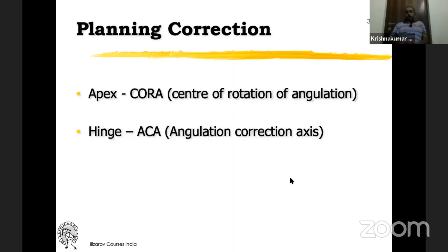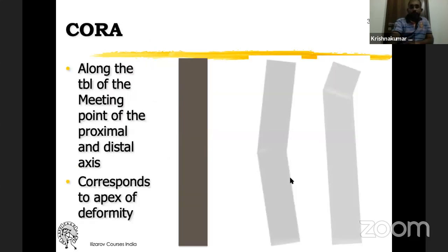Now, once you are done with finding out the source of the deformity, whether the tibia or femur is deformed, you come to the next important aspects. That is the apex of the deformity. Where exactly is the deformity located? Which part of the bone is deformed? And the second is the hinge, that is the axis around which you do the correction. So the apex is otherwise called CORA when you discuss deformities. CORA means center of rotation of angulation, and the hinge is otherwise called ACA, that is the angulation correction axis. The CORA is along the transverse bisector line of the meeting point of the proximal and distal axis. We'll discuss that in detail.